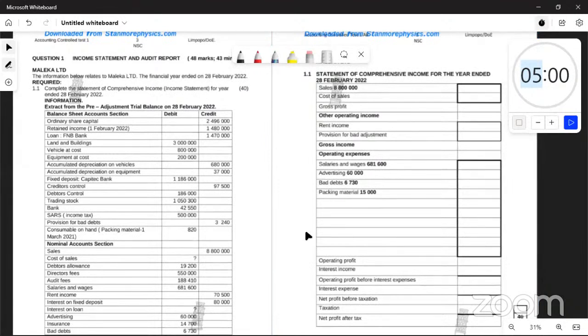Okay, guys, let's get to the work. Here we are doing a past paper, March, the recent paper from Limpopo. We are doing question 1. Remember, we have already done a question. I think yesterday, or the day before yesterday, we were doing question 3, which is a cash flow, or question 2, if I'm not mistaken.